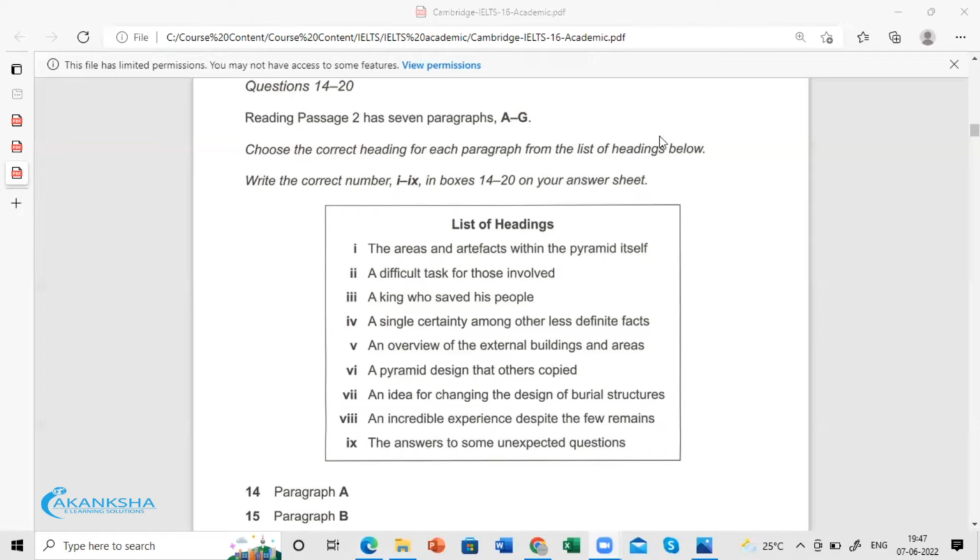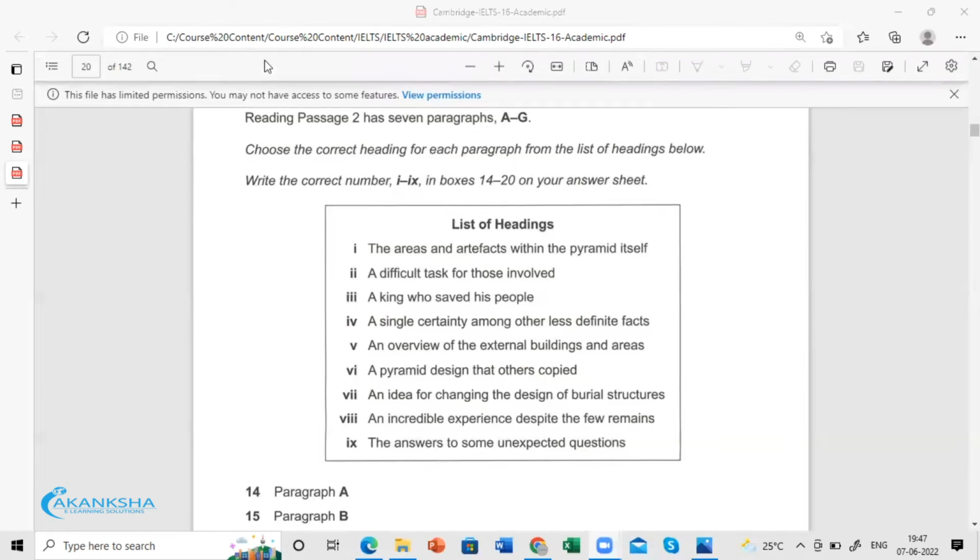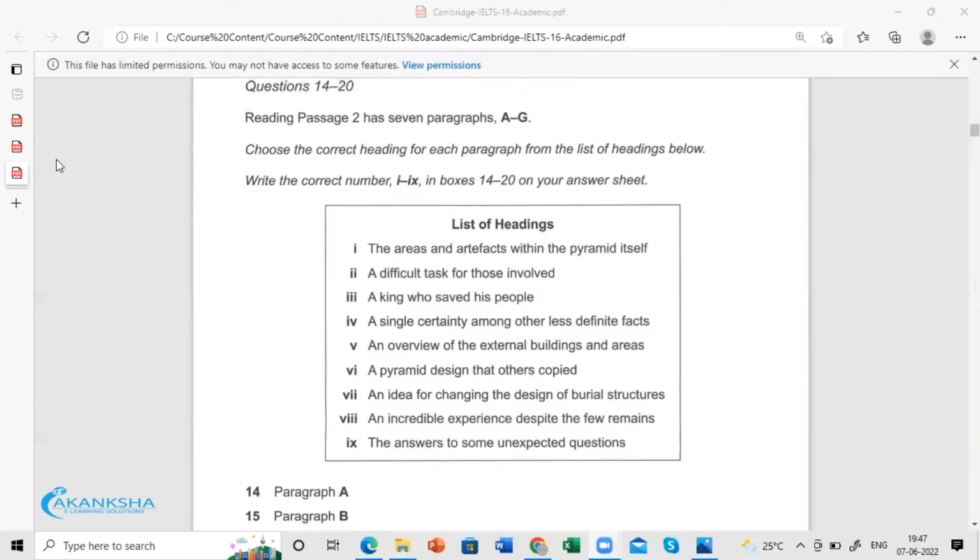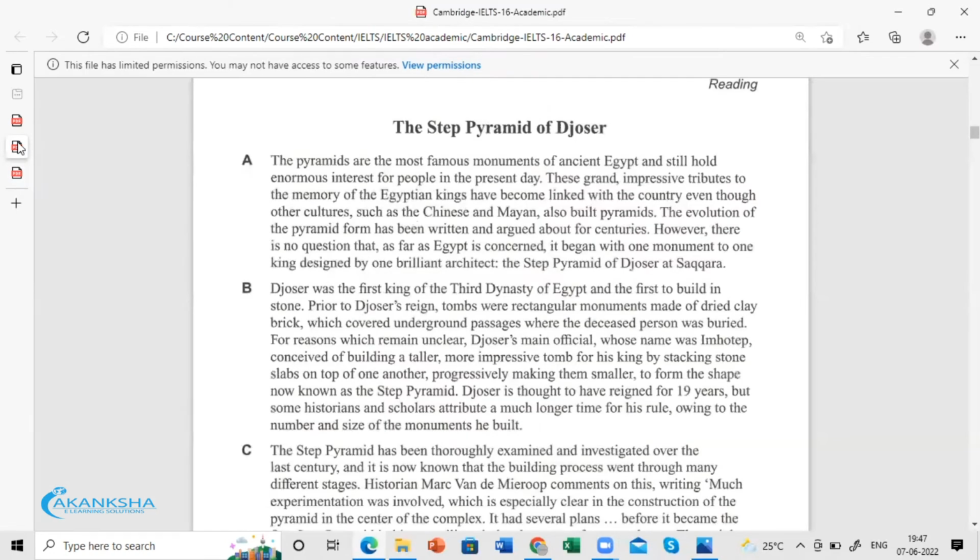Okay, because we need to match the headings exactly, and we need to ensure that the headings that we match are not only partially matching, but they are matching 100% completely. Okay, that's the main thing. Okay, so that is for 15. And now let's go to the next one, that is C.